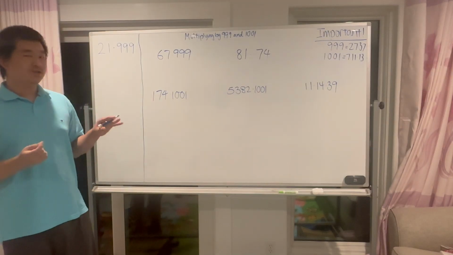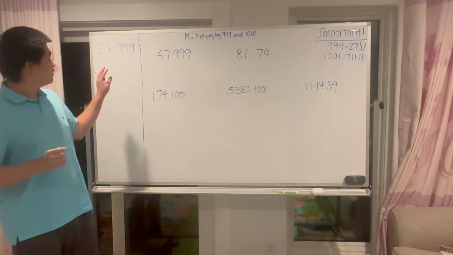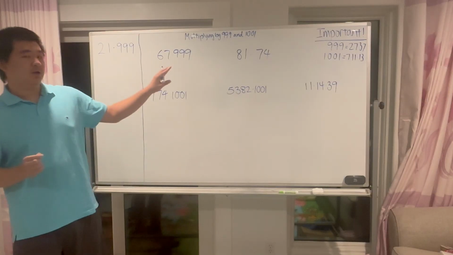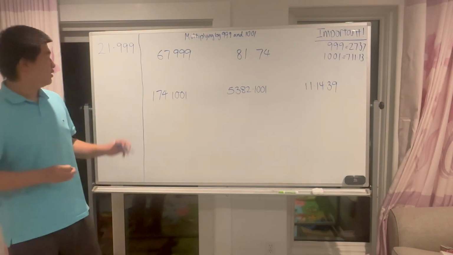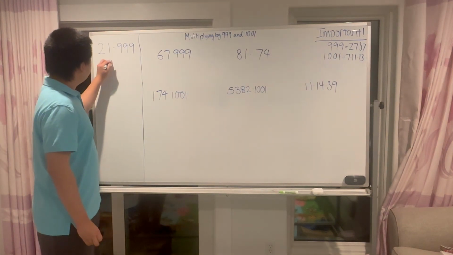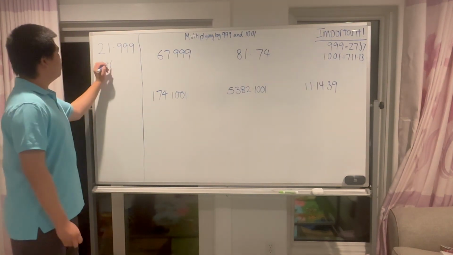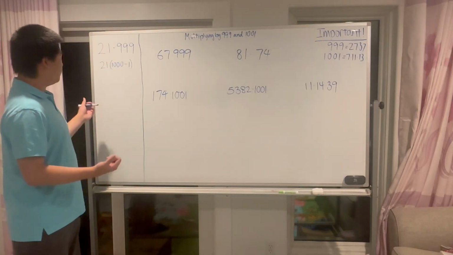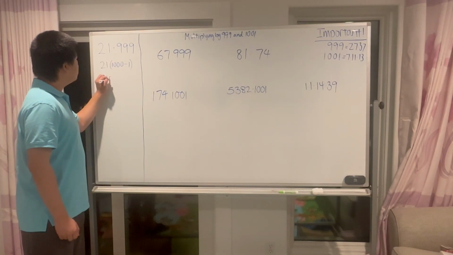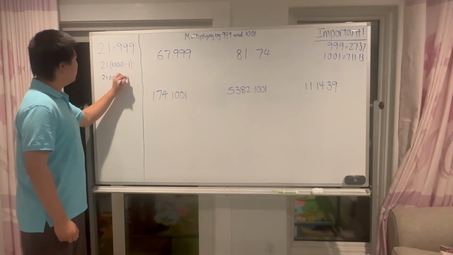And so, of course, just like in that video, we'll start by expressing 999 and 1001 as 1000 minus 1 and 1000 plus 1 respectively. For example, here we would write 21 times 1000 minus 1. And here we can then use just FOIL to say it's 21,000 minus 21.